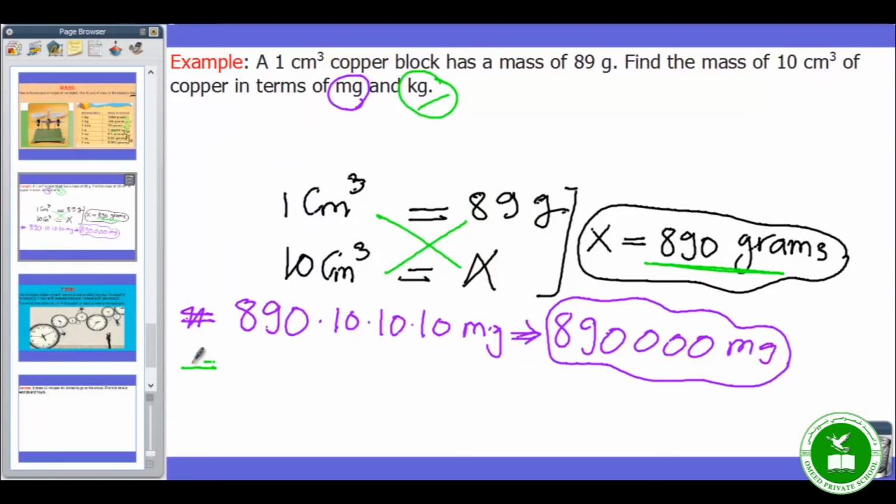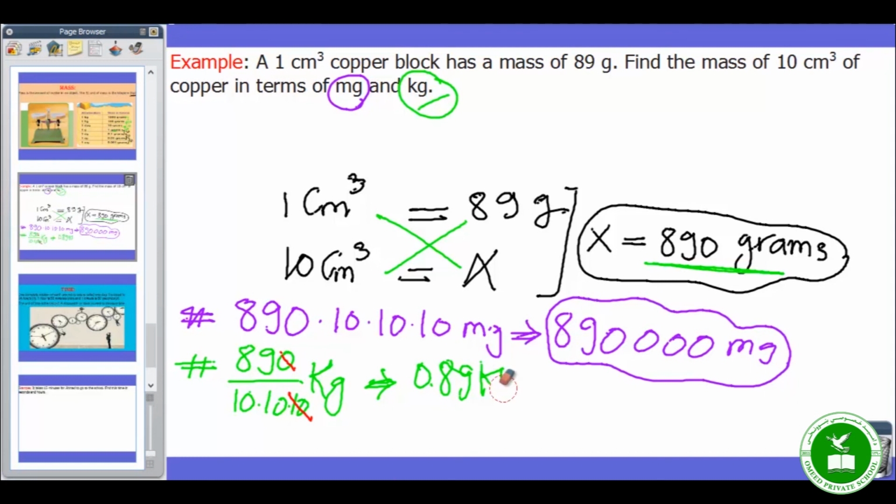Then the second part is 890 divided by how much? 10 into 10 into 10. Now the unit is kilogram. From here, 10 with 10 cancel, 10 with 10 cancel. 890 divided by 1000 will be 0.89 kilogram. This is how we convert the units of mass to each other.